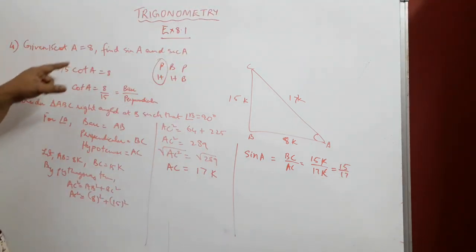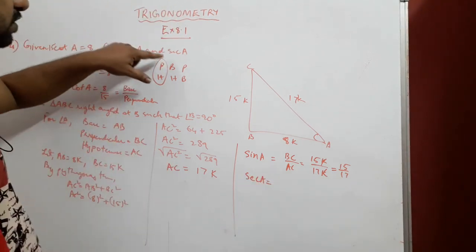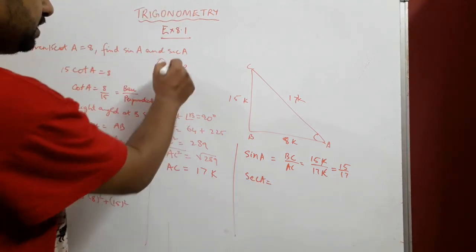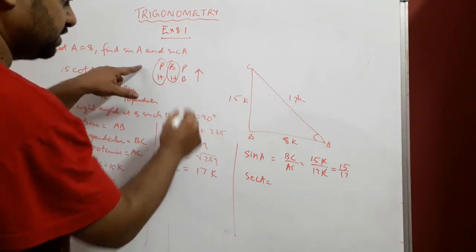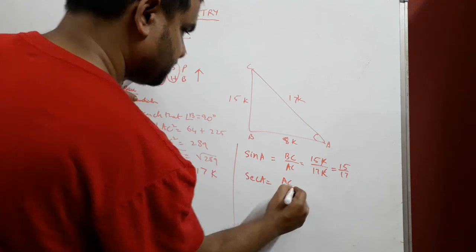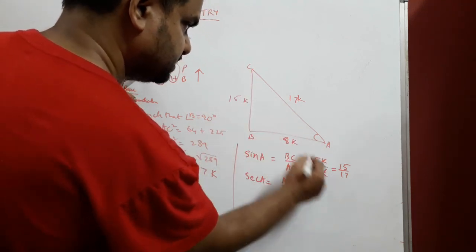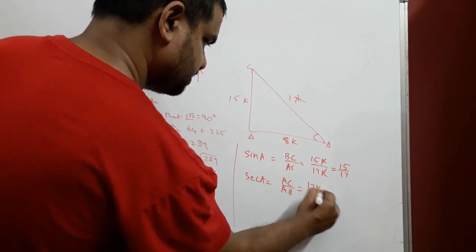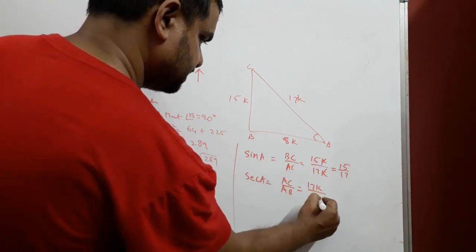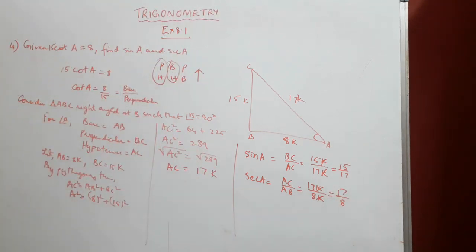Next we have to find out sec A. Cos A is B upon H, so sec A will be H upon B, reverse. Hypotenuse AC upon base AB. AC is 17k, base is 8k. K cancel, we get 17 upon 8 as our answer. So with this we have completed 2 problems in this video.